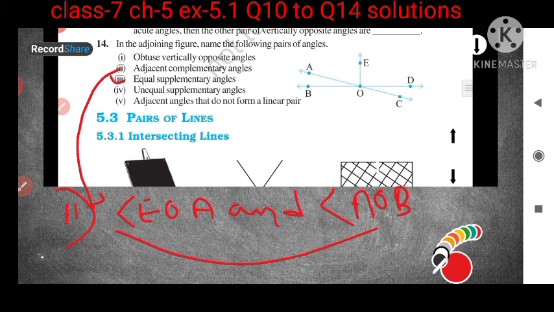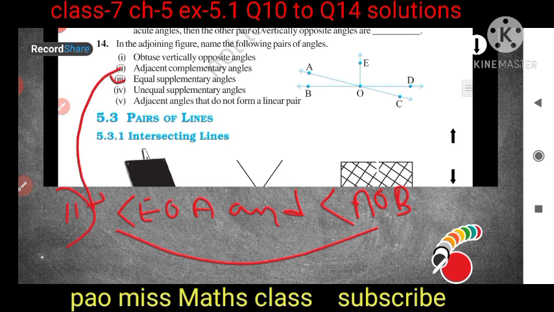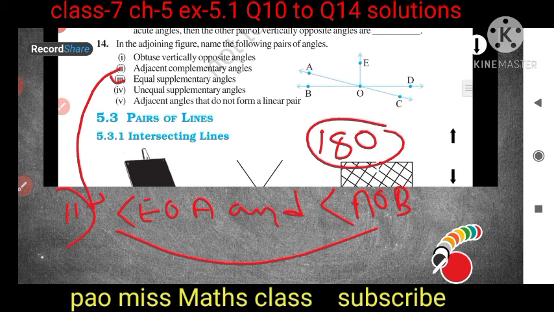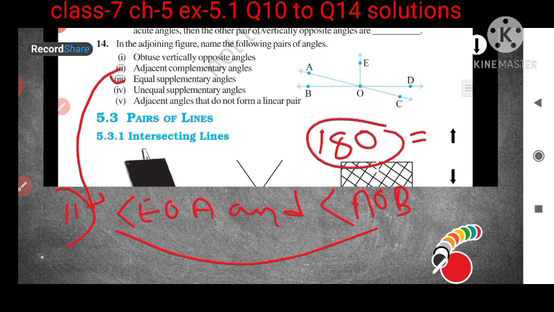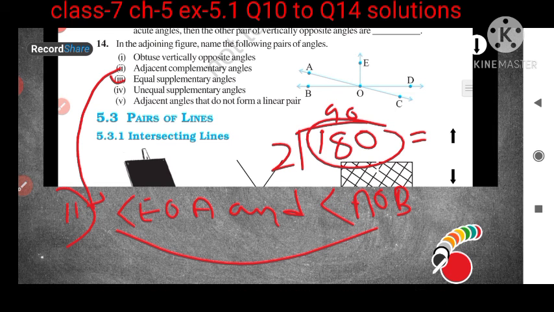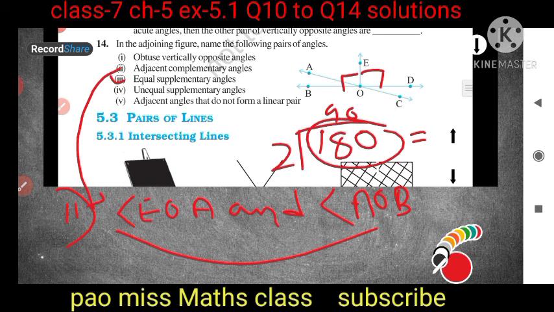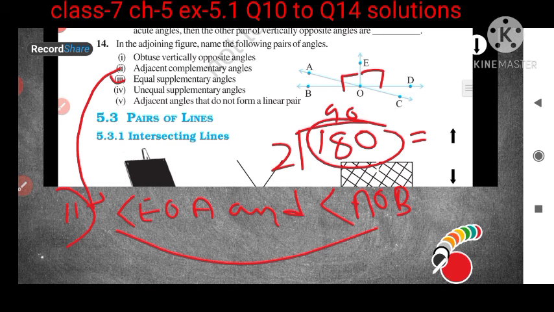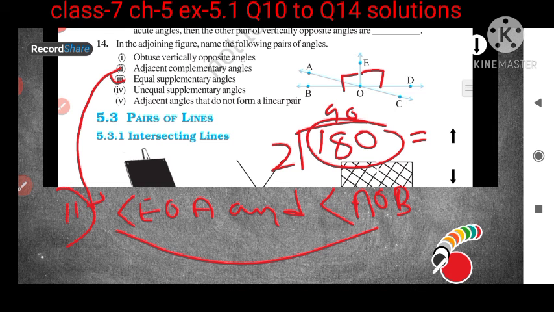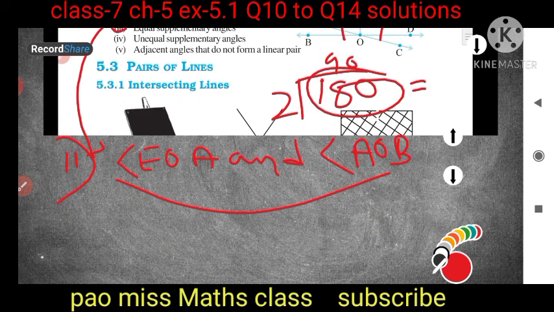Now 3, equal supplementary angle. Now both angles will be equal. What is a supplementary angle? A supplementary angle is 180 degrees, isn't it? And they should be equal. Means if you divide 180 by 2, it will become how much? 90 degrees. So which two angles are forming 90 degrees? Now you can see this is 90 degrees and this is 90 degrees. So what will be the answer? Equal supplementary angle will be angle EOB and angle EOD.